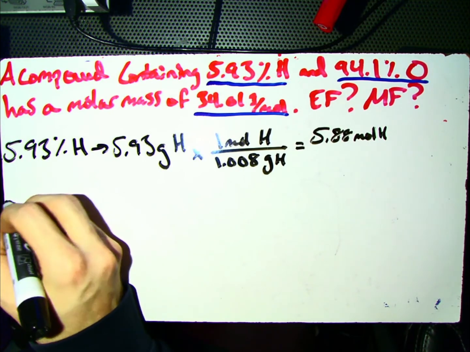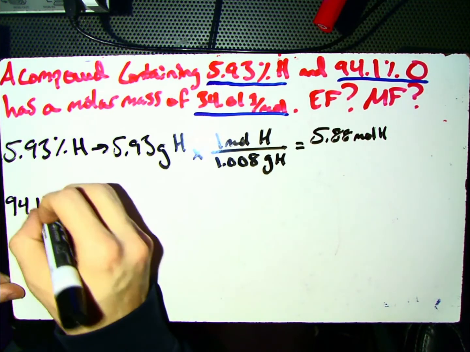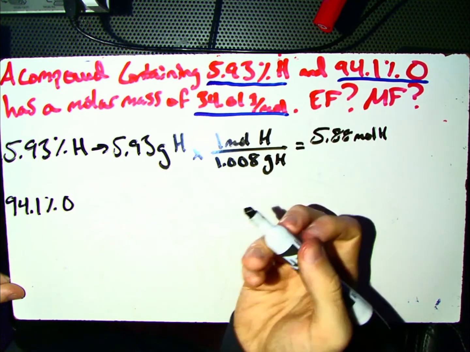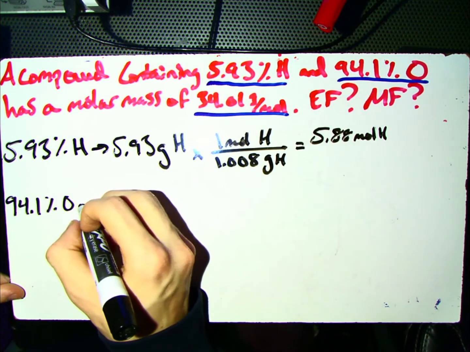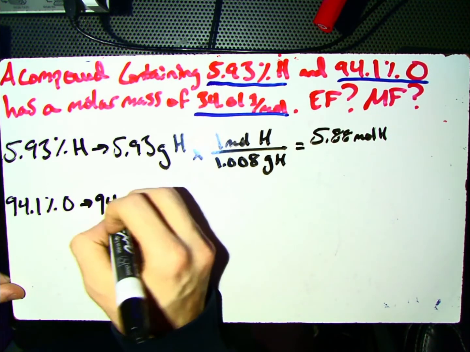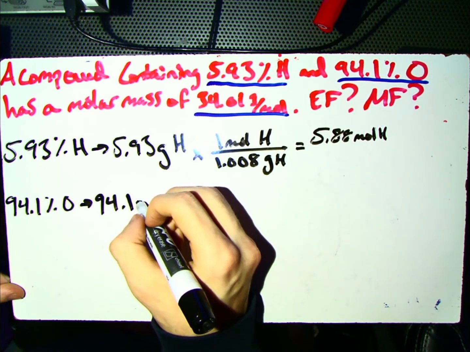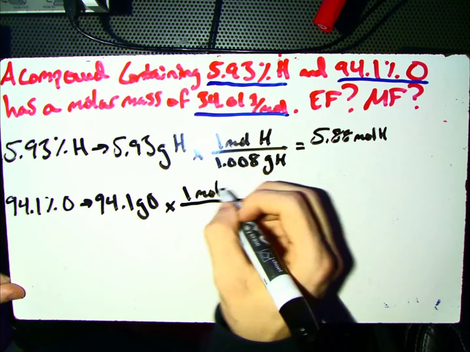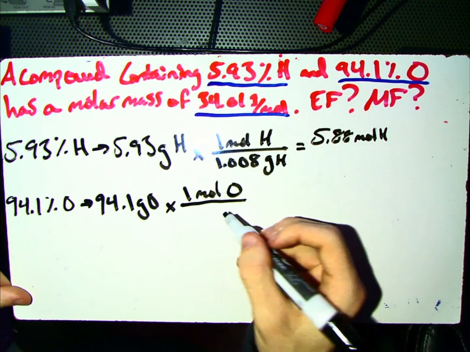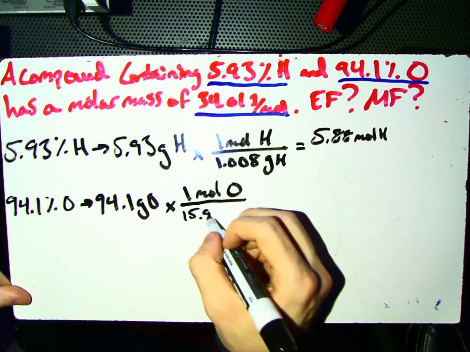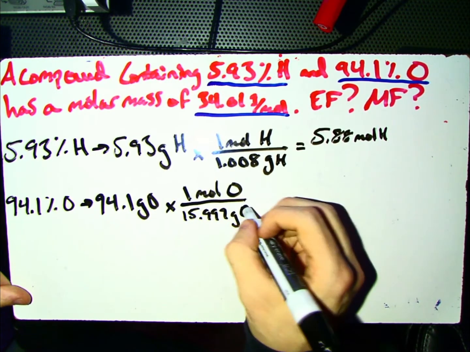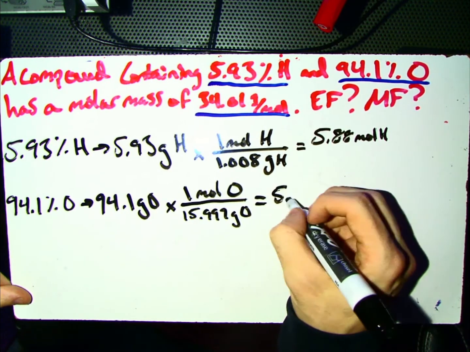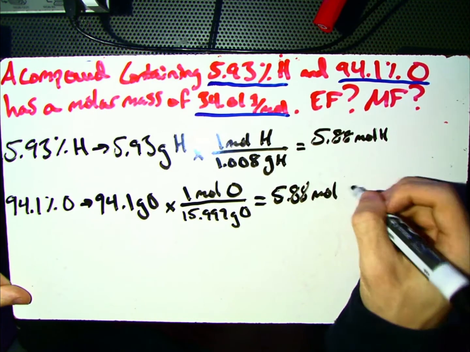Oxygen, we have 94.1%. This compound's composition is 94.1% oxygen. If we convert that straight to grams, we can go to moles. And the periodic table will tell us the molar mass of oxygen is 15.999 grams. If you do the math on your calculator, you should also actually get 5.88 moles of oxygen.